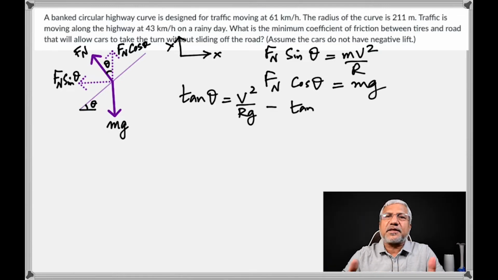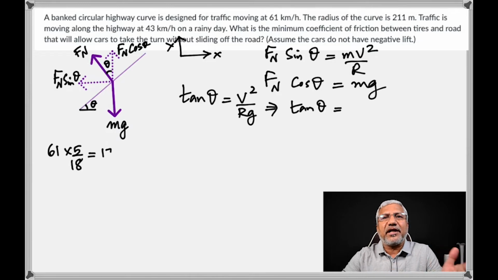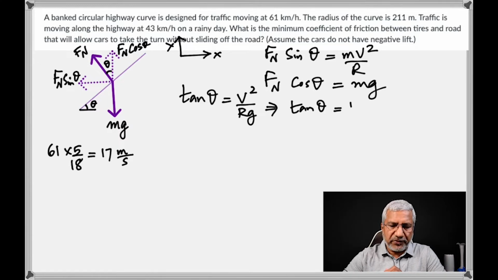And from this we can substitute the values of the velocity and the radius. But the velocity is given in kilometers per hour, so you've got to change that into meters per second. This is the quickest way: multiply by 5, divide by 18, and you get it as 17 meters per second.